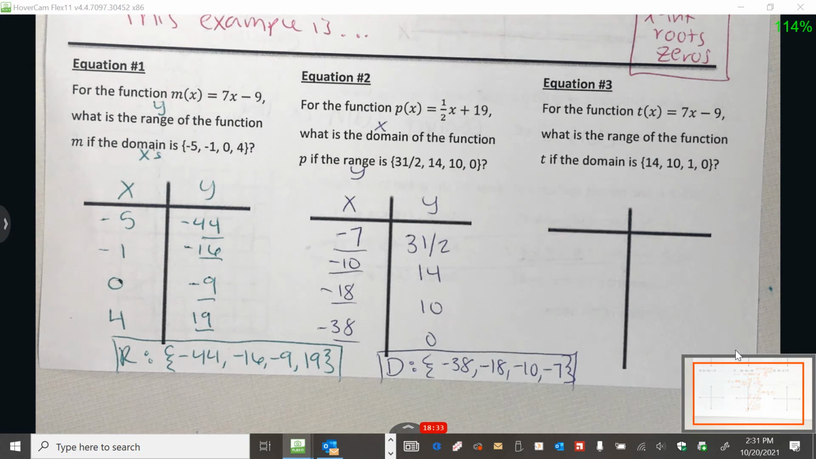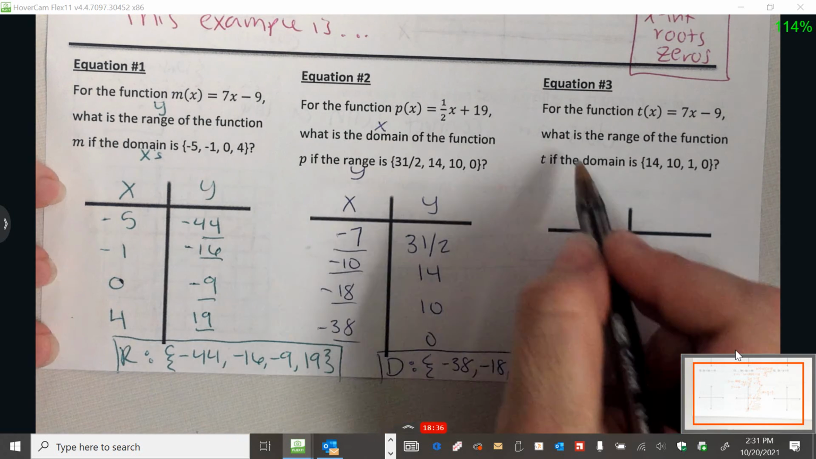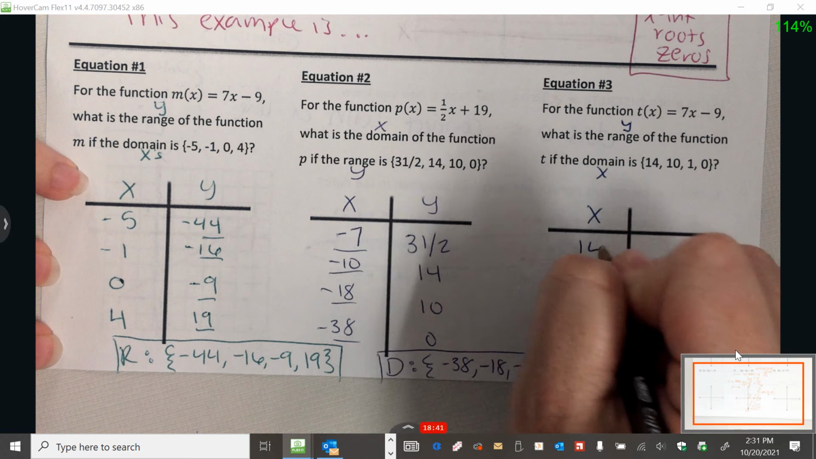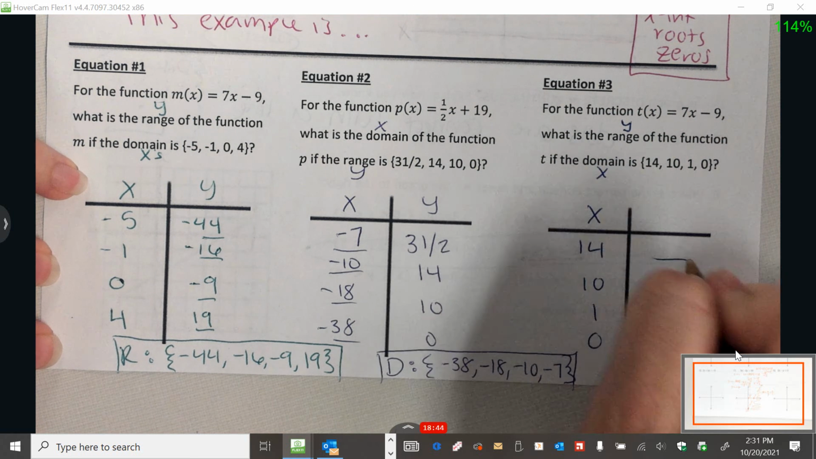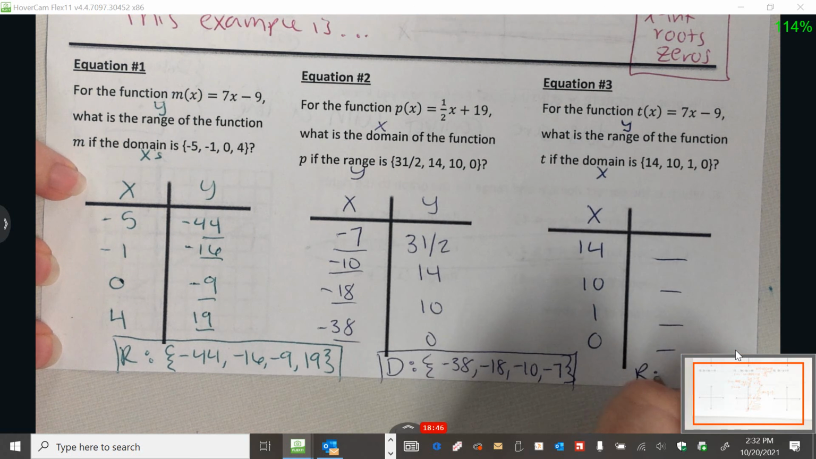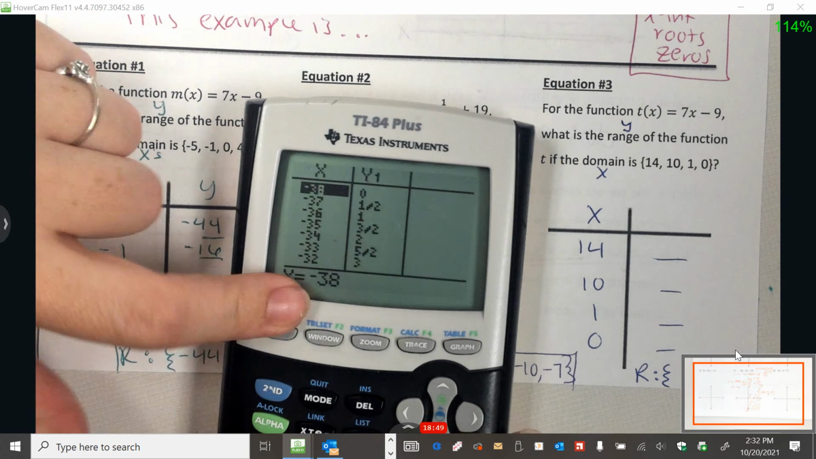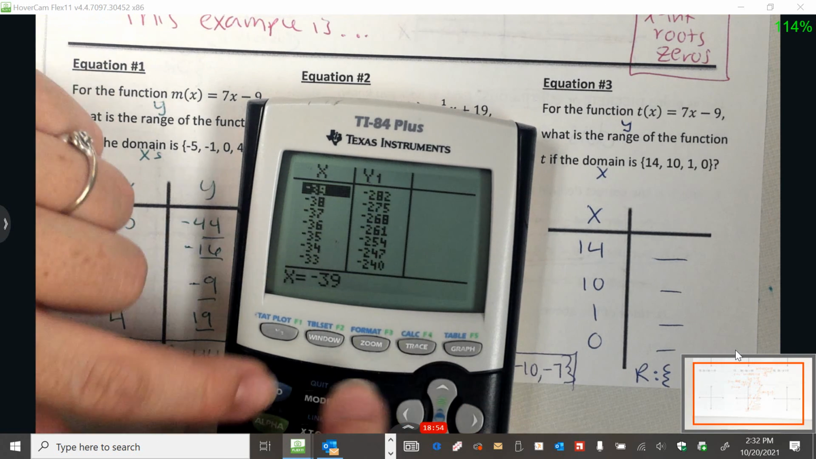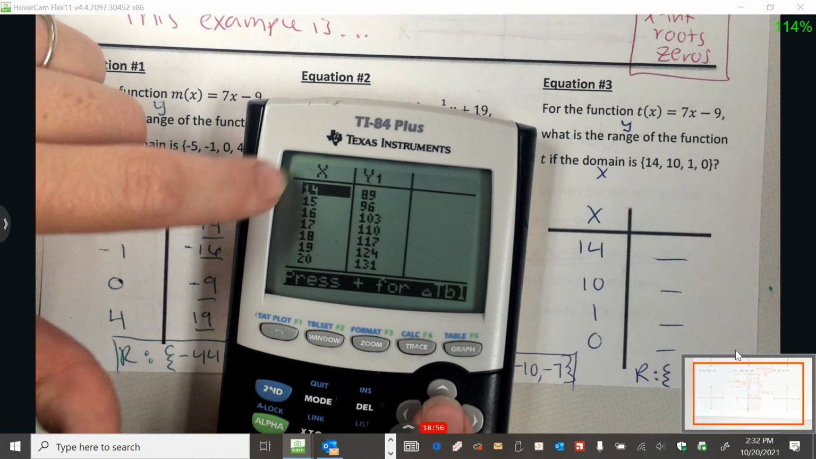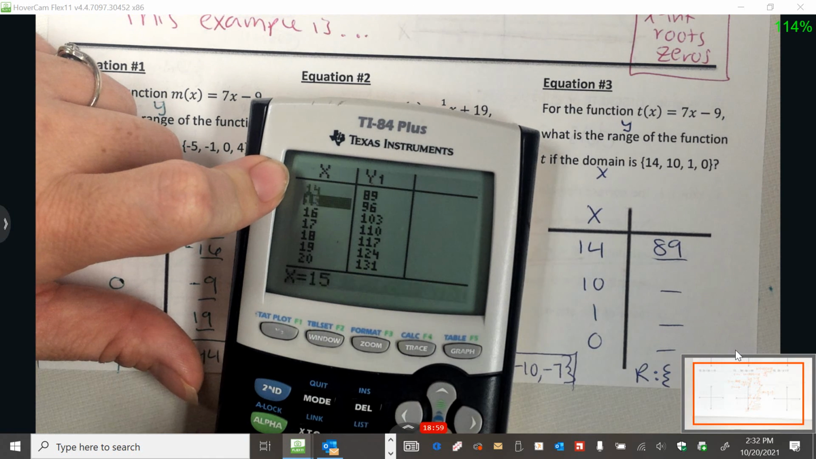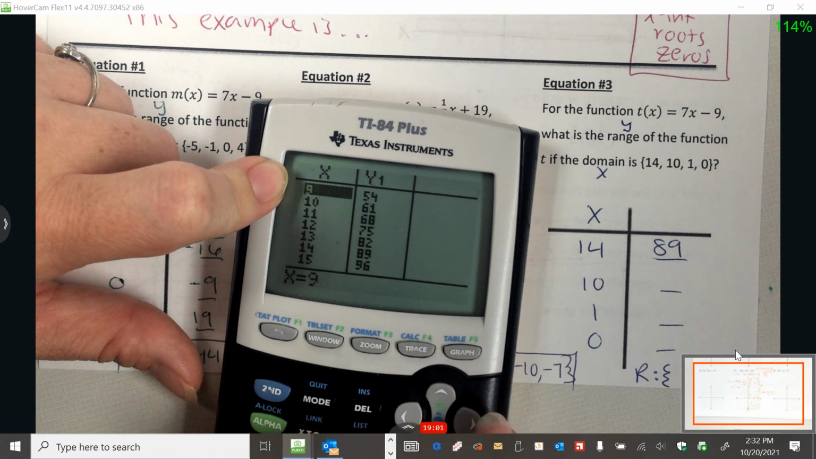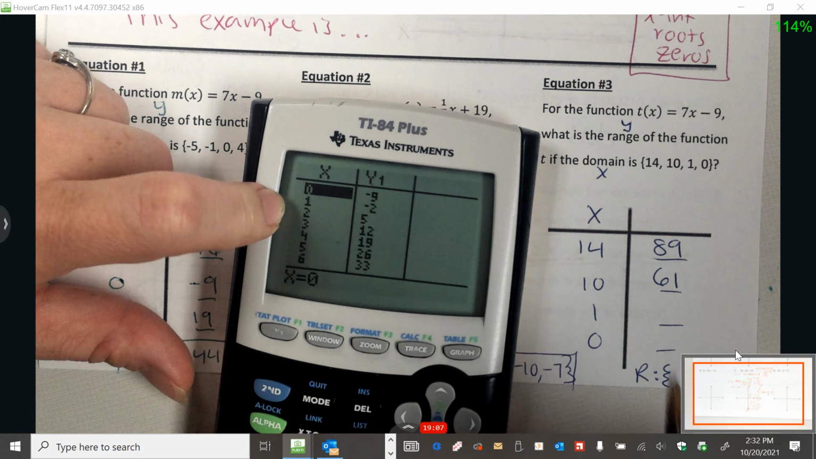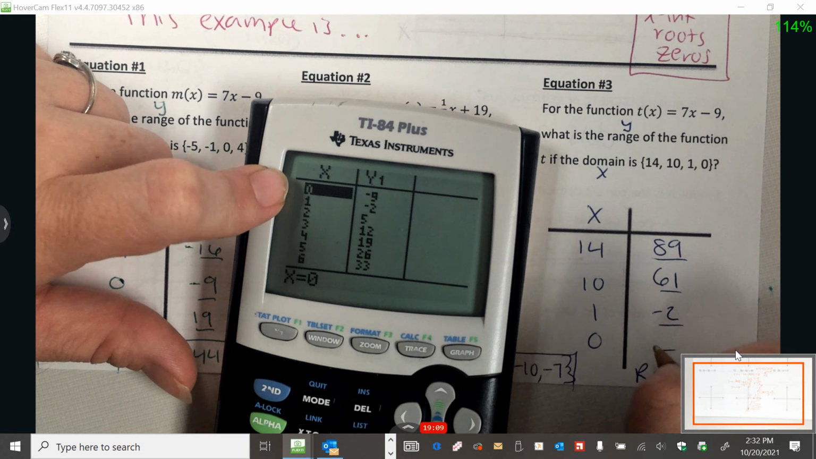Okay, one more. For this function, again, the same one as the first one. What is the range, the y, if the domain, the x, is this? So 14, 10, 1, 0. Looking for 4 numbers. Okay, so I'm going to type that first equation back in my calculator, 7x minus 9. I'm looking for where x is 14. Sorry, x is 14, I have 89. Other way. X is 10, I have 61. X is 1 is negative 2, and 0 is negative 9.